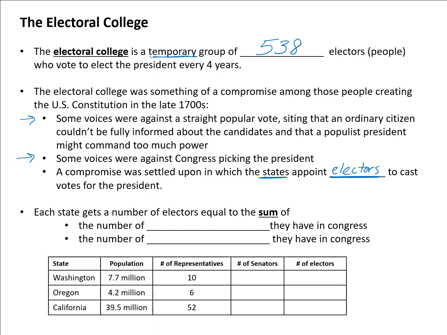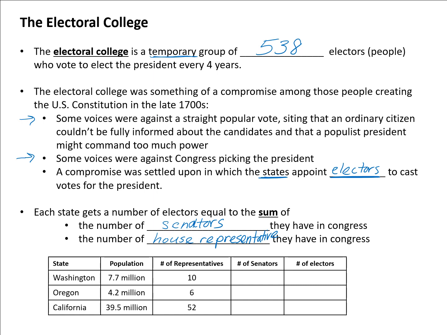Now, each state, it was determined, gets the number of electors that is equal to the sum of the number of senators they have in Congress and the number of House representatives they have in Congress. Now, keep in mind that this is not saying the senators or the House representatives are the electors. It's saying that this is the number of electors they get.